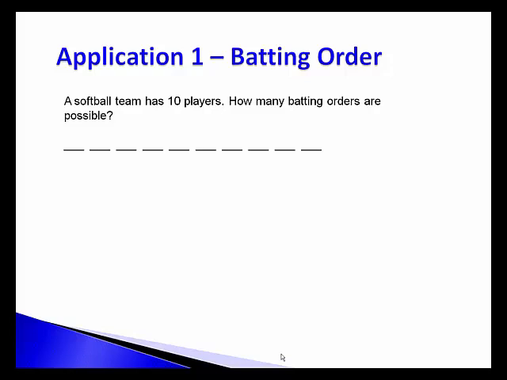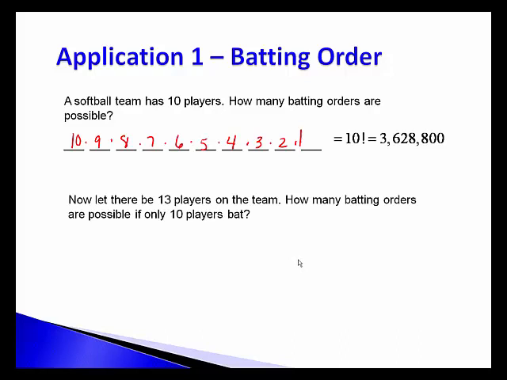So this time I have 10 players. How many choices are there for who bats first? Hopefully now you're thinking that this is very similar to what we did a minute ago, and you're exactly right. That's 10 factorial, and it's equal to 3,628,800. I want to change the problem just slightly now and give it a new twist.